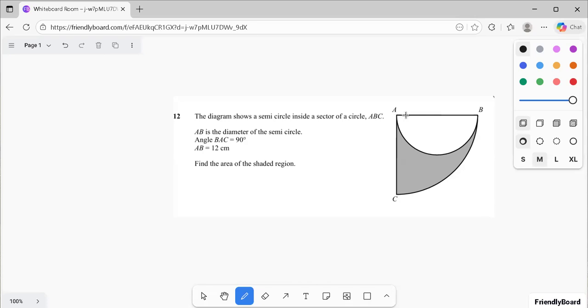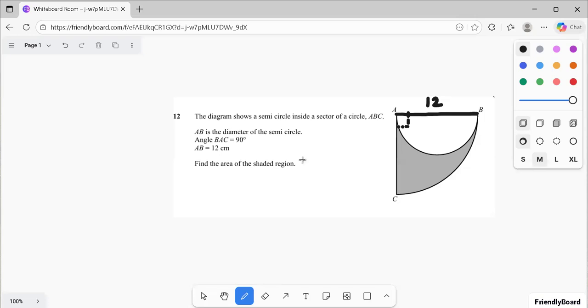All right. Then they say AB is the diameter of the circle. So this AB here is the diameter of the circle. And they say angle BAC is equal to 90. So they're saying this angle over here is equal to 90. And then they say AB is 12, so that means the length of AB is 12. Then they said find the area of the shaded region.